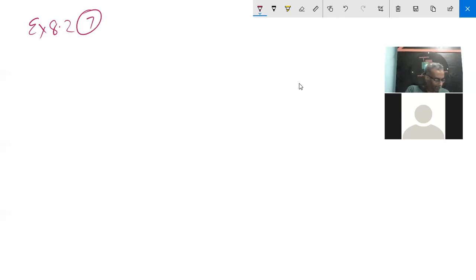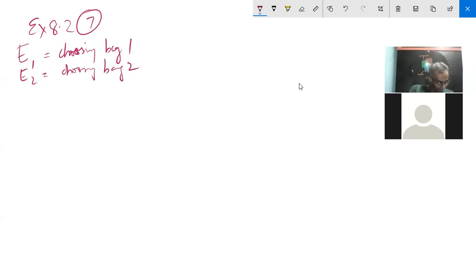Bag 1 contains 3 red and 4 black balls, and bag 2 contains 5 red and 6 black balls. Okay, now event 1 is choosing bag 1. Event 2 is choosing bag 2. Okay, only 2 bags are there, so your problem is very easy. One ball is drawn at random from one of the bags. Okay, ball drawn. Find the probability it was drawn from bag 1.